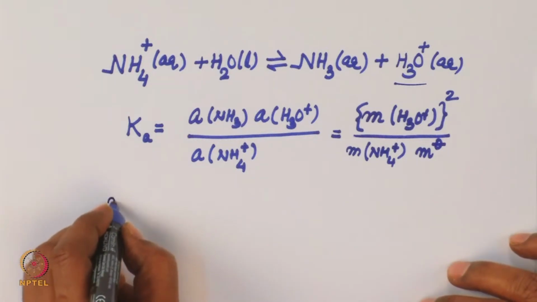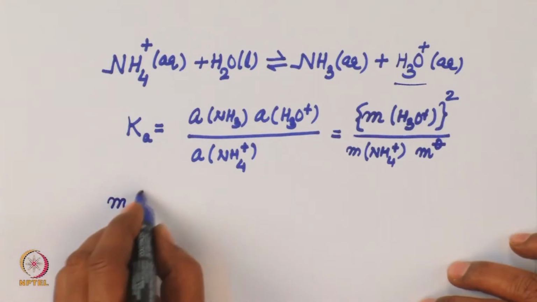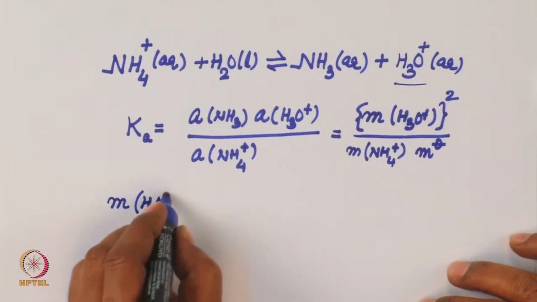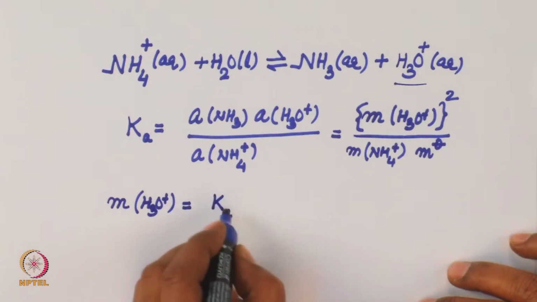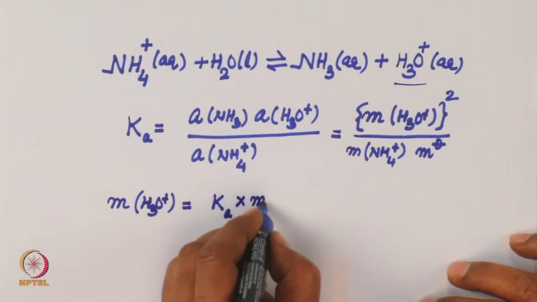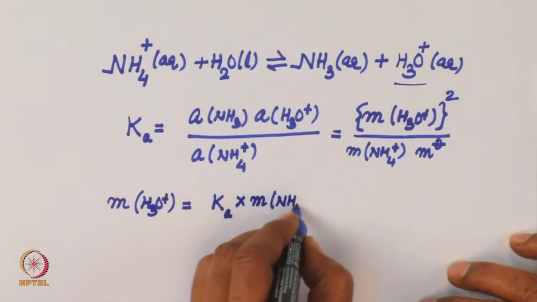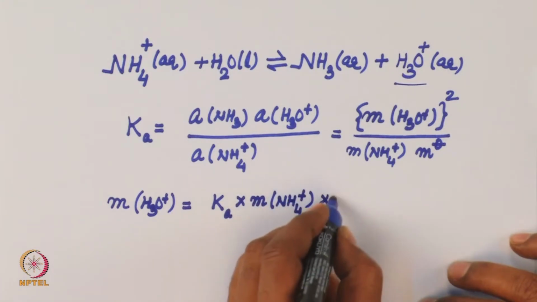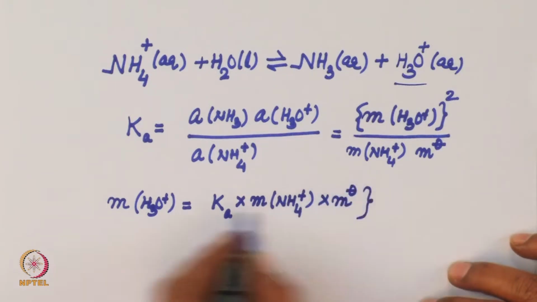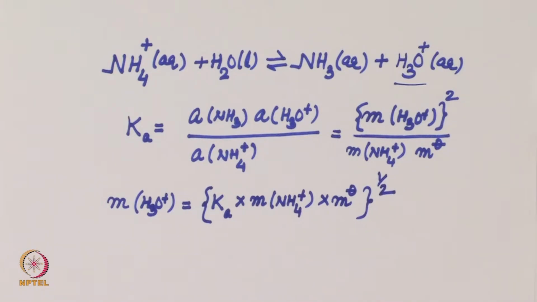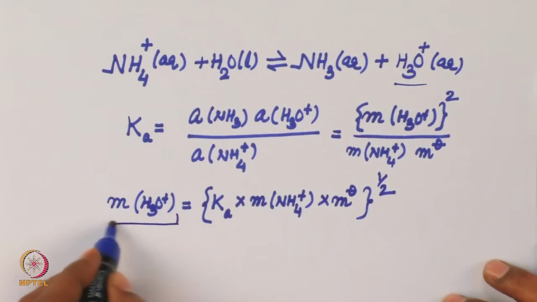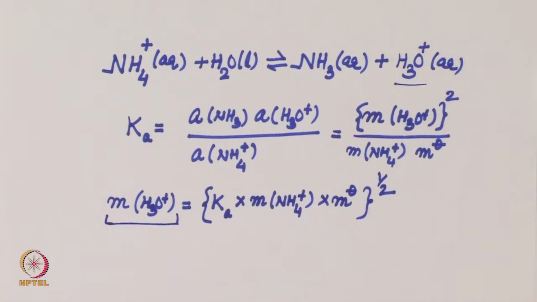Therefore, I have molality of H3O plus equal to Ka into molality of NH4 plus into M naught, raised to the power 1/2. So, I can easily calculate the molality of the proton or H3O plus. Let us now take a look at the slide.